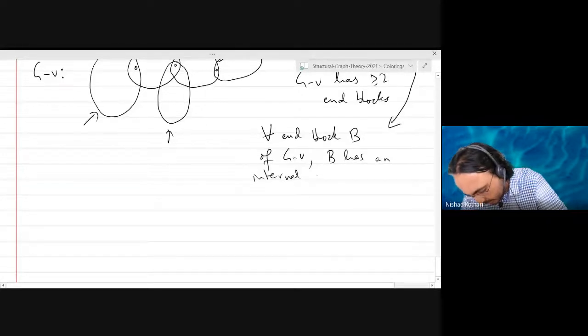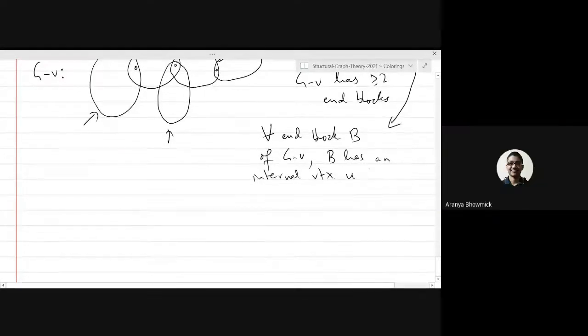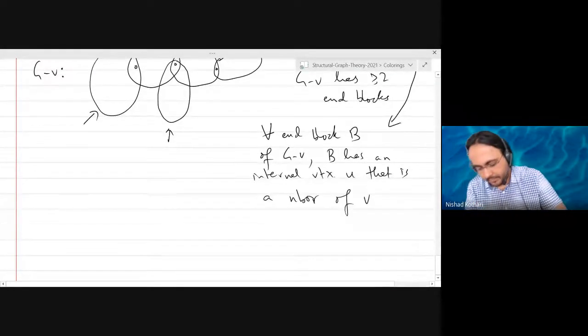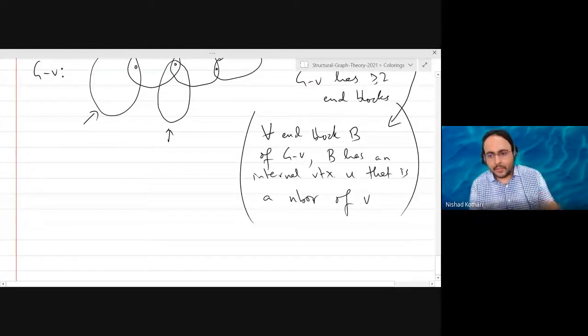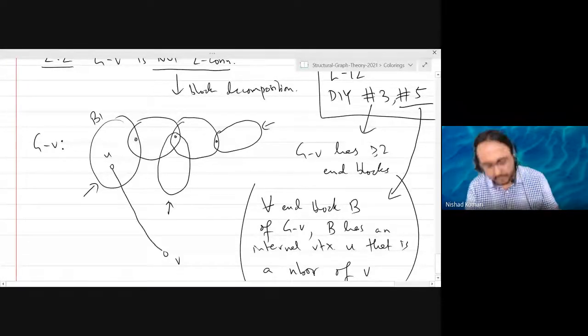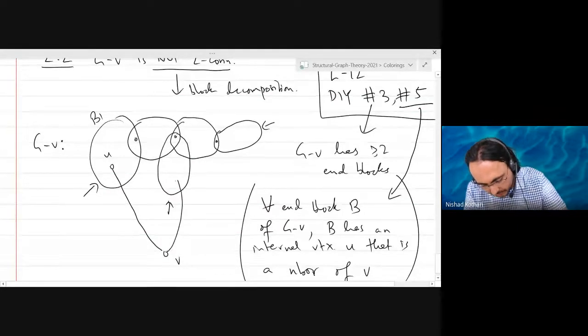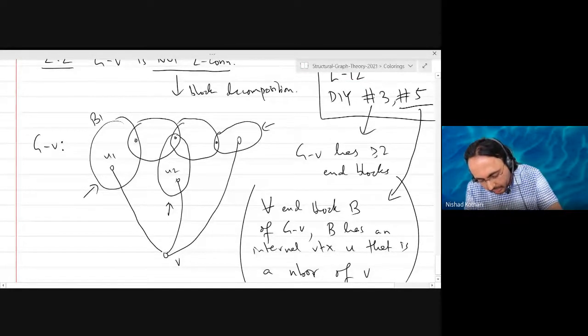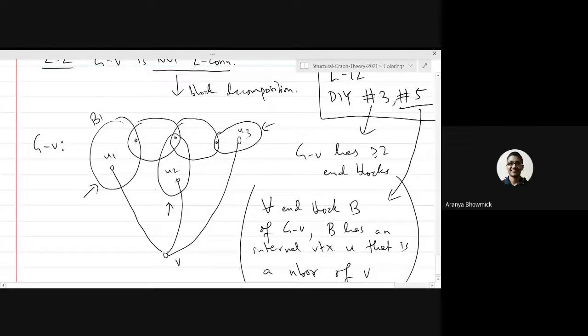Does everybody remember what an internal vertex is? A vertex which is not a cut vertex. Exactly. That is a neighbor of V. For every end block, you will be able to find an internal vertex. So if this is my end block B1, it will have some vertex U, which is a neighbor of V. V is the vertex we had deleted. This will happen for every single end block. So if there are 3 end blocks, for each end block, you'll be able to find U1, U2, and U3. Then V, U1, U2 will be a Brooks cherry.